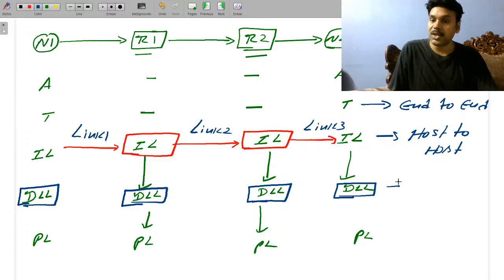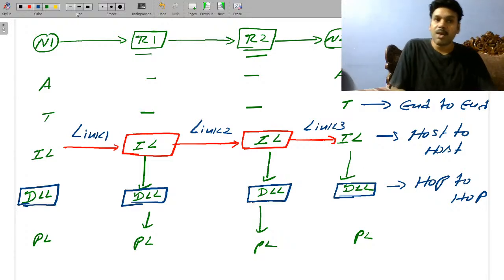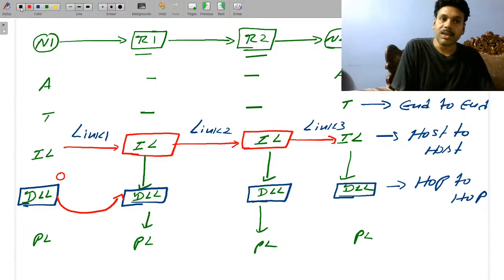But the DLL, when you are talking about it, is hop to hop. I do not know about other particular hops. I know about my immediate next point only. What is your immediate next point? Please understand, my immediate next point is this only. So I am acting as a source and you are acting as a destination.